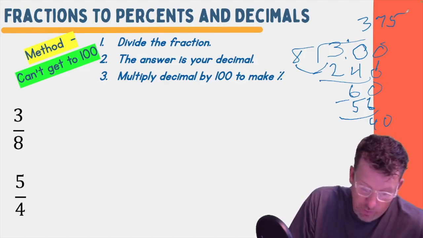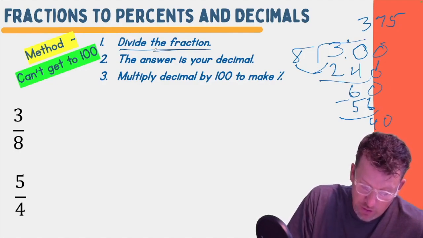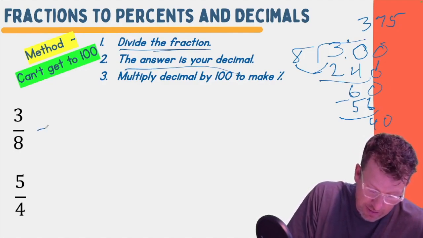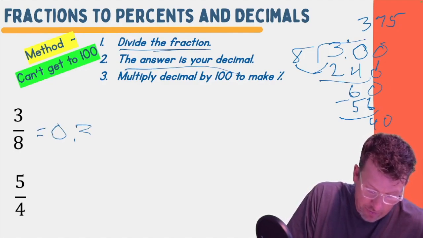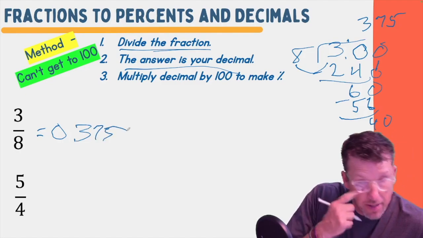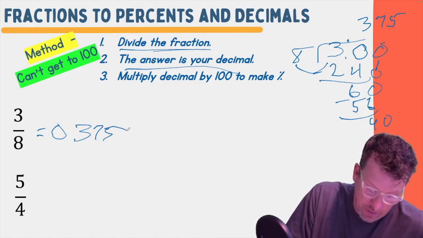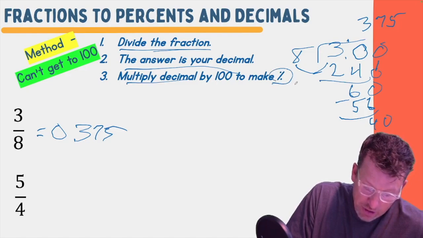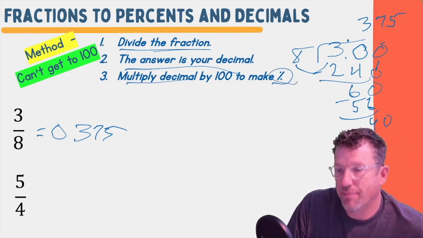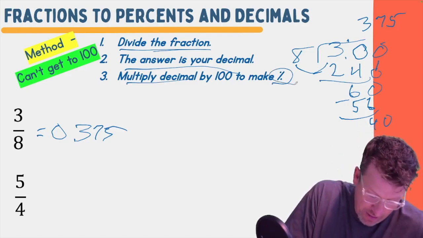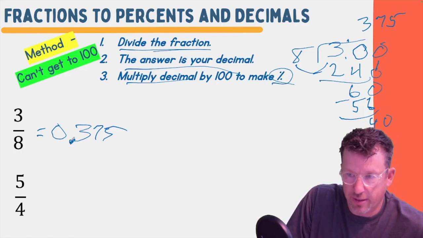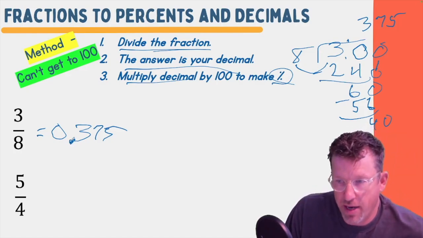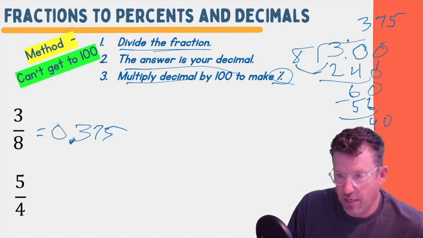So, again, we said divide the fraction. And when you do, the answer is your decimal. So this decimal is 0.375. And then whenever you're going to turn a decimal into a percent, you simply multiply it by 100. Okay, and I don't know if you guys remember this, but there is a little trick there. So if you could write this down and multiply by 100, and you're going to get the same answer as the trick I'm about to tell you.